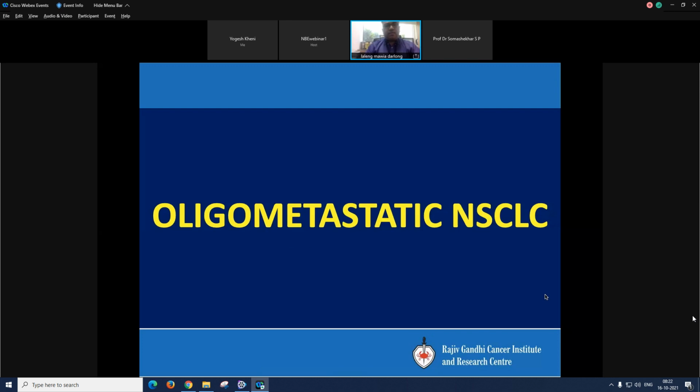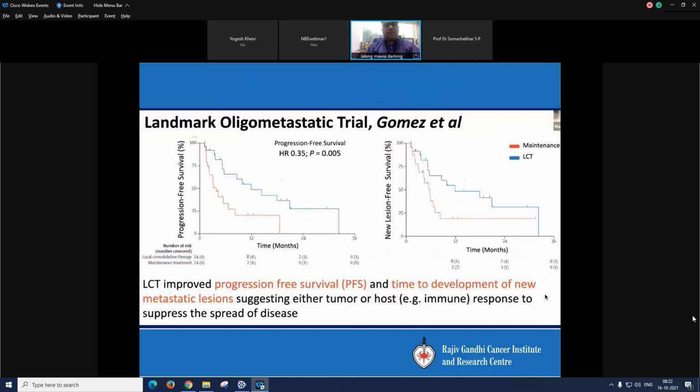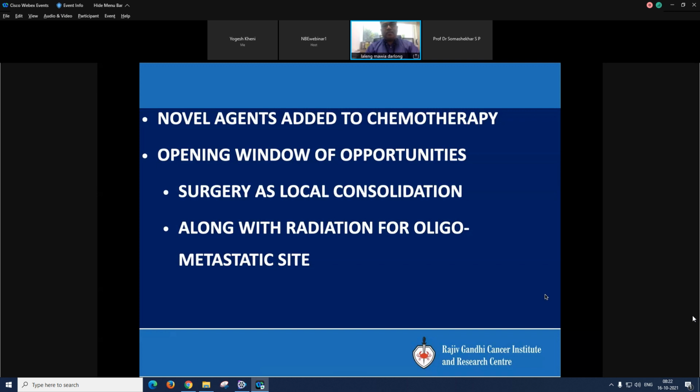Oligometastatic NSCLC is something very new and a good opportunity for surgeons, I would say. The landmark trial by Gomez showed local consolidative therapy versus maintenance therapy in the metastatic oligometastatic setting. In this landmark trial, LCT improved the PFS as well as time to development of new metastatic lesions, suggesting either tumor or host response to suppress the spread of disease. Following this, novel agents have been added to chemotherapy, opening windows of opportunity for surgeons as a part of therapy in local consolidation, working along with radiation oncologists for the oligometastatic site.